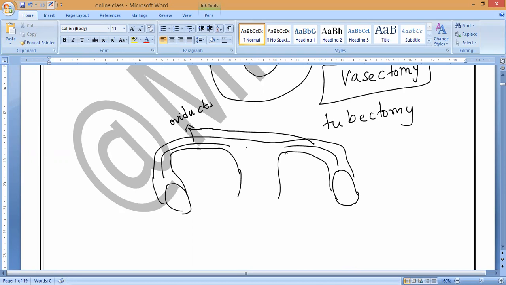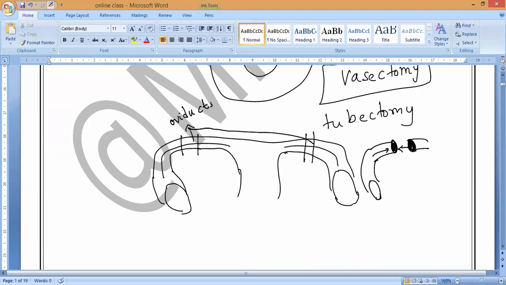They will remove a small portion of the oviducts by surgical operation, on this side and this side. The small portion of the oviducts is removed by surgical operation, and the cut ends are ligated, tied properly. So this prevents the ovum from entering the oviduct. Here it acts as a barricade. They cut and tie these ends properly, so even though the egg is released, it cannot reach the sperm. The sperm will come here, but there is no opening, so no fertilization will take place.